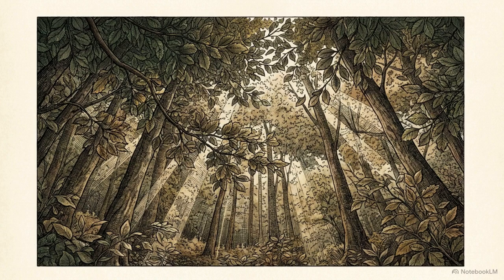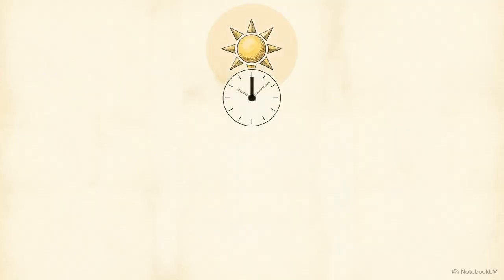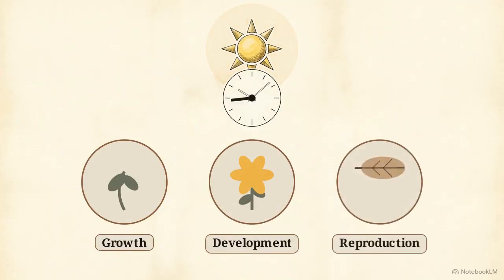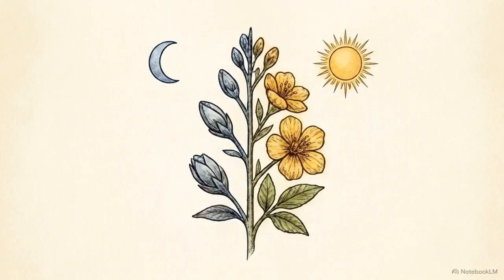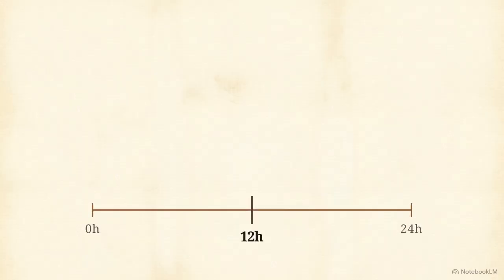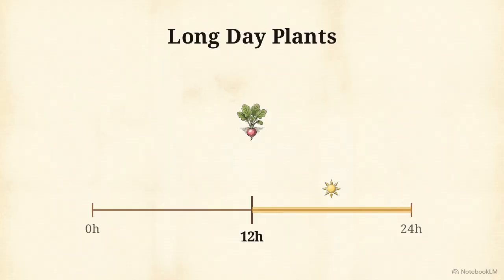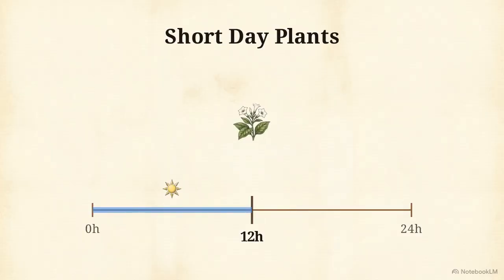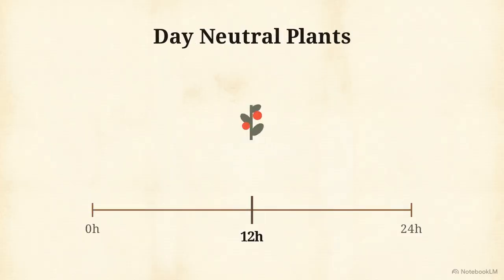Light is essential for photosynthesis, but it also acts as a biological master clock, regulating growth, development, and reproduction. In plants, this response to the relative length of the day is called photoperiodism. Species are categorized by strict time thresholds. Long-day plants require more than 12 hours of light to bloom. Short-day plants need less than 12 hours. Day-neutral plants show little response to specific duration, operating on separate cues.